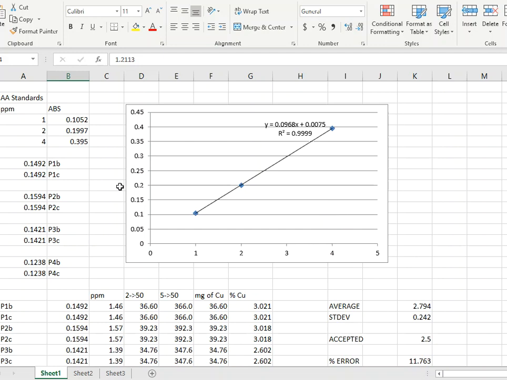All right, guys, so good luck on the AA. We're almost finished. We've got another part that we want to talk about, and that's using another piece of equipment that we talked about this semester.